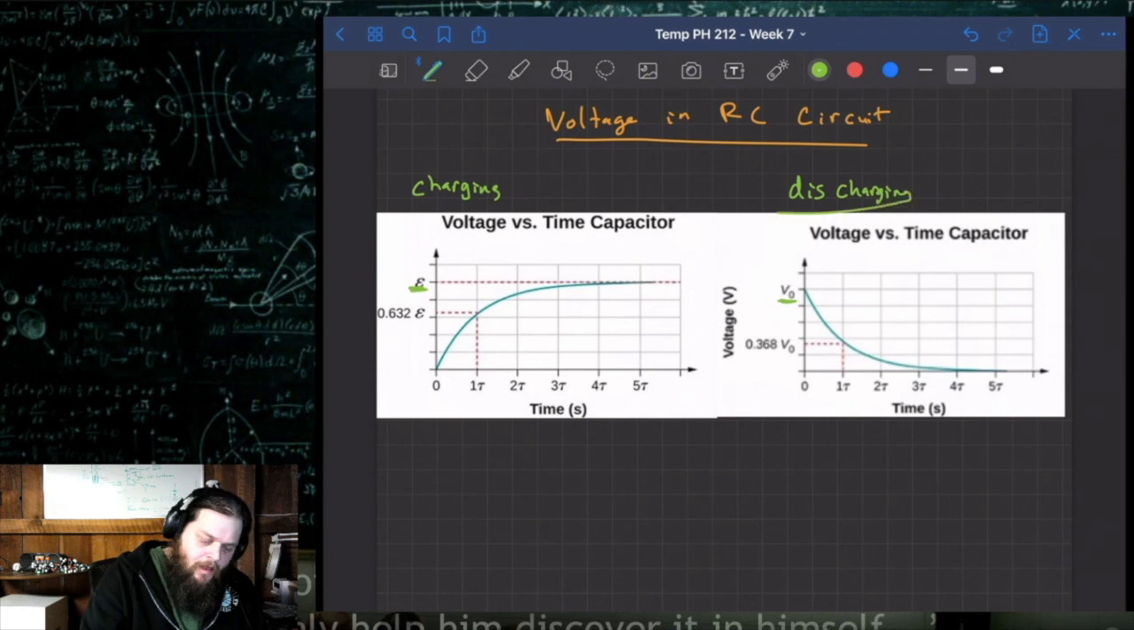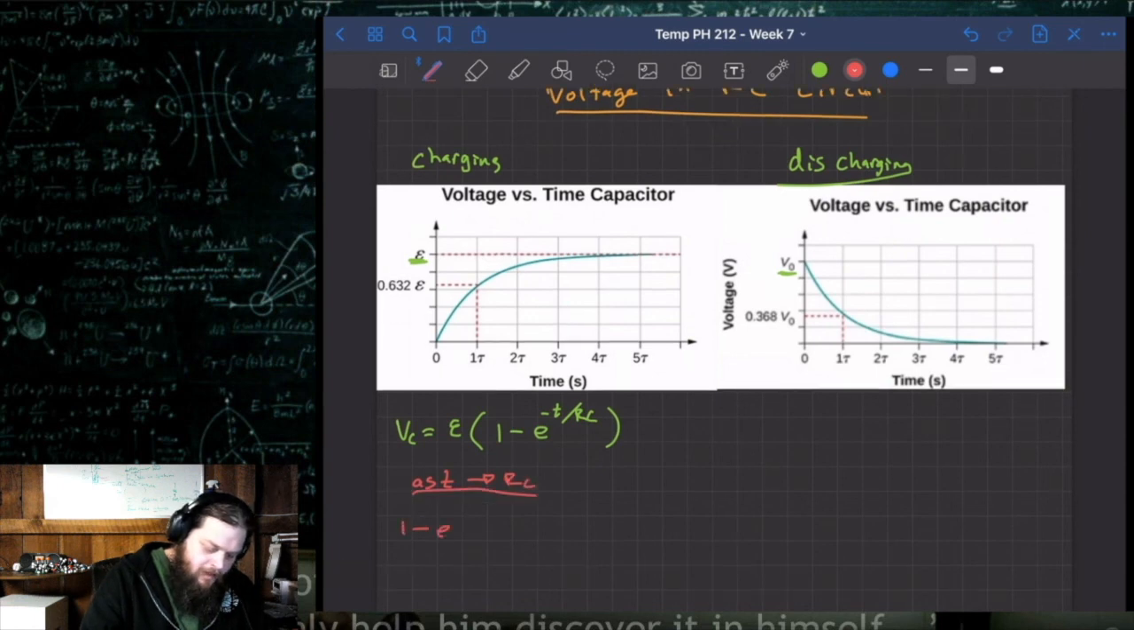Now we can see the behavior of this based on the equation. I can say the voltage of the capacitor is equal to that EMF times 1 minus e to the power of negative t over RC, which is your tau, time constant. And looking at the behavior as t approaches RC, we can see that 1 minus e to the negative t over RC is going to approach 1 minus e to the negative 1, which is equal to 0.632.